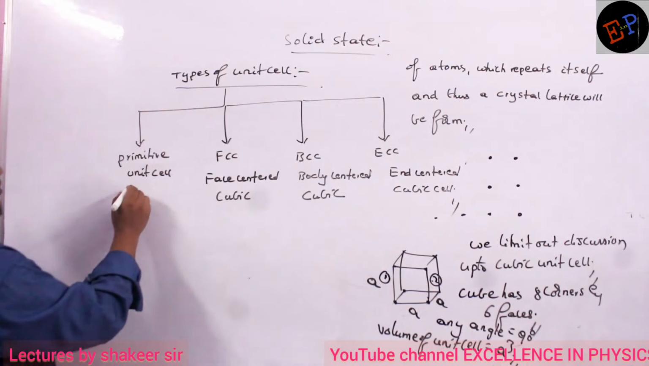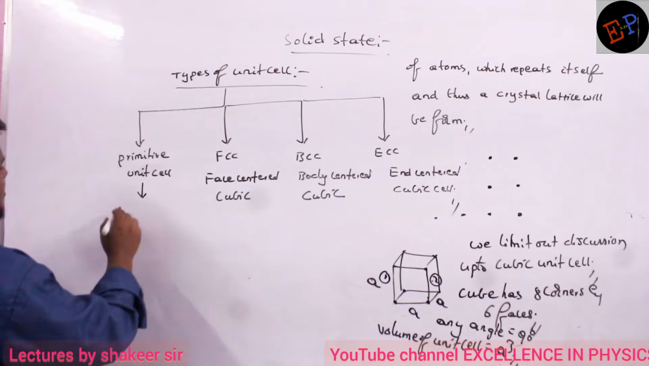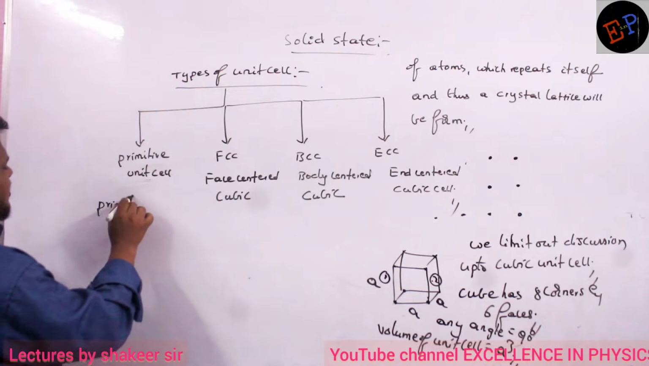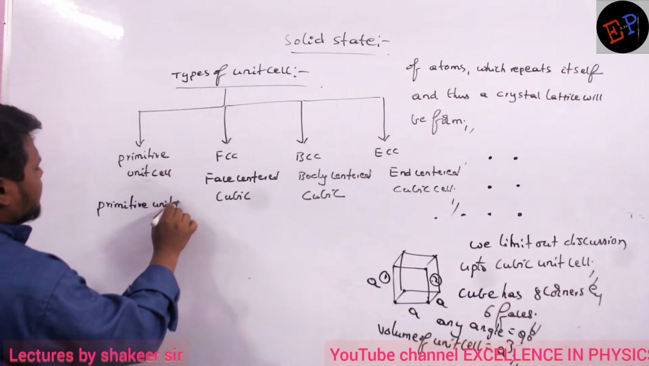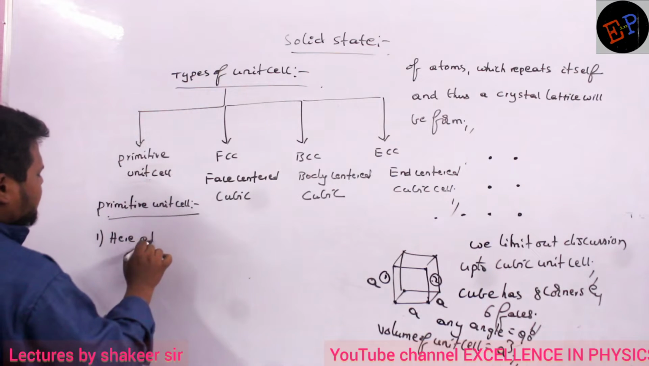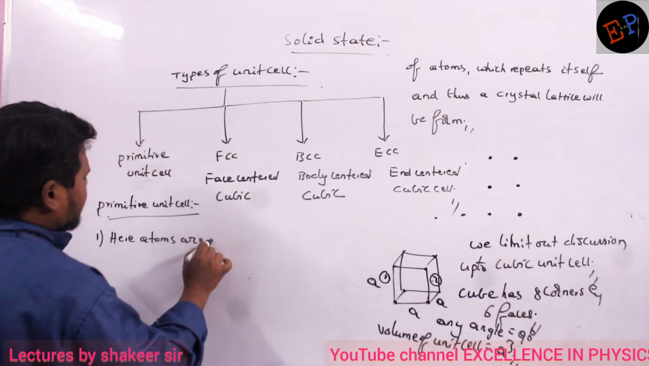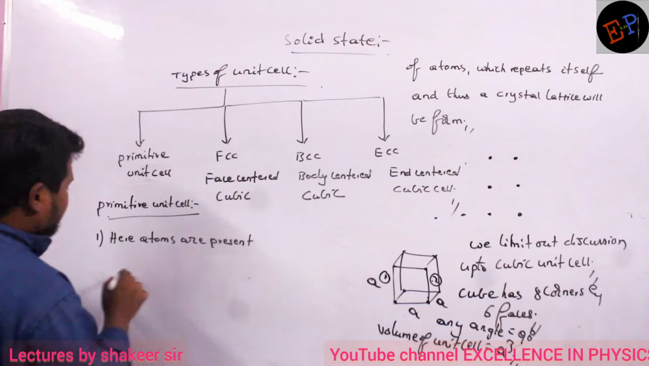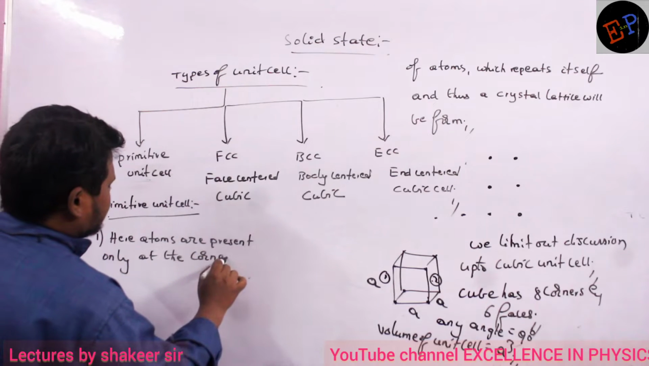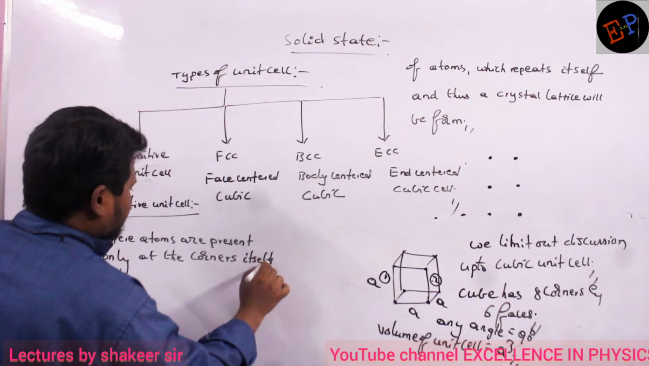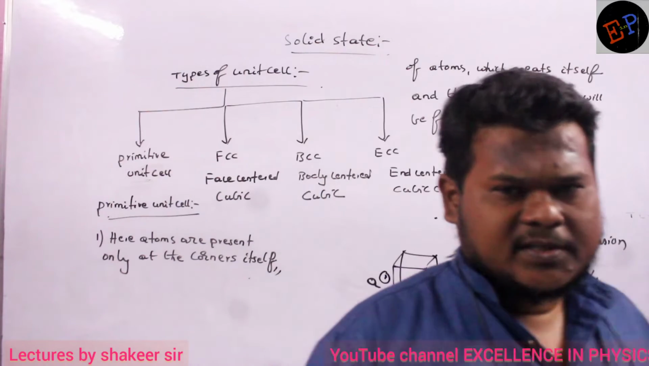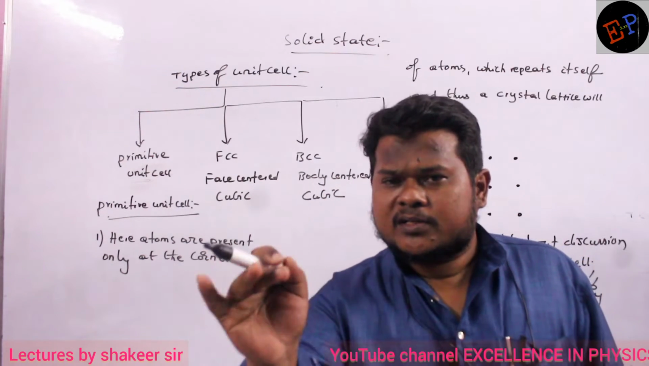So write down now. We are discussing about the primitive unit cell. So write the side heading, primitive unit cell. So here atoms are present only at the corners itself. In this primitive unit cell, where are atoms present? Atoms are present only at the corners.